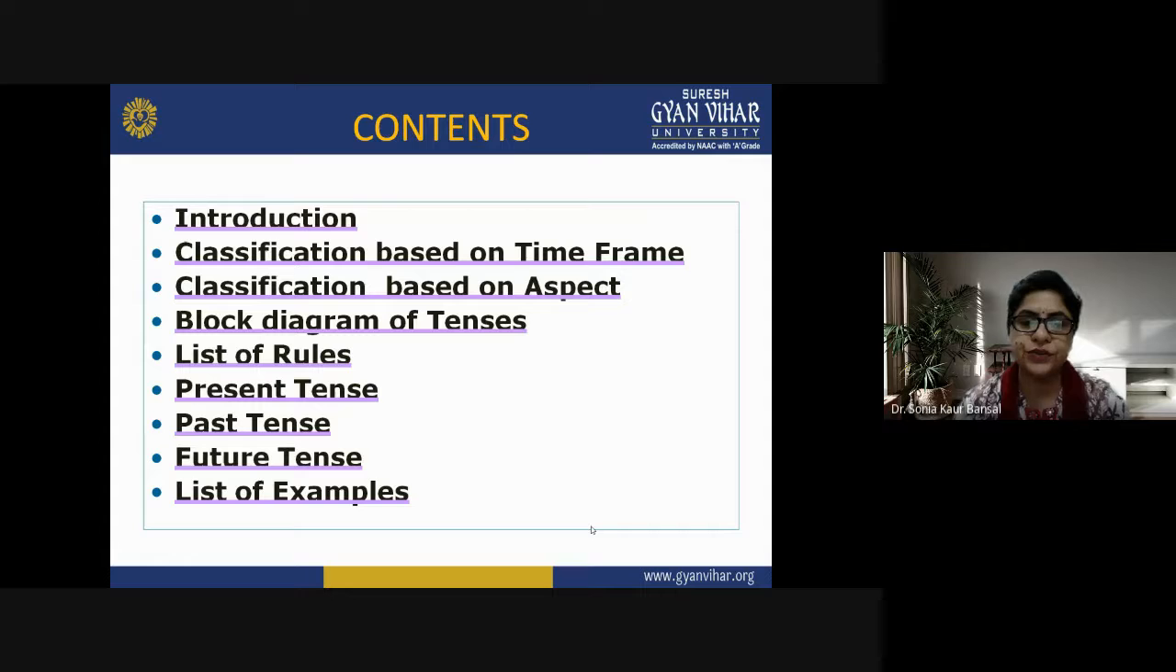Then I'll introduce you to the present tense, past tense, and future tense. And you will be able to differentiate among these three tenses, which are really very important for a language teacher as well as a language learner. So, students, it's really very important and significant to be well versed with the tenses in English language, because without the knowledge of tense, you cannot rightly be said to be well versed in English language.